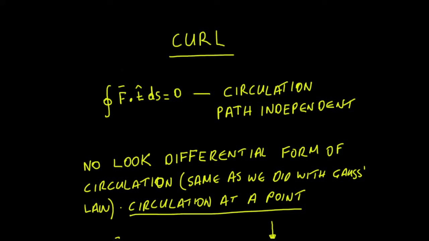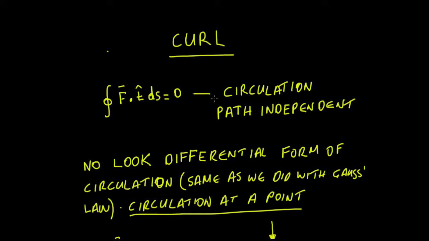In this video we're going to start looking at the idea of curl. Now in the previous video we introduced the idea of circulation. The circulation was the line integral around a closed loop of a vector function, and we took the dot product of the vector function and the tangential component only of that function.